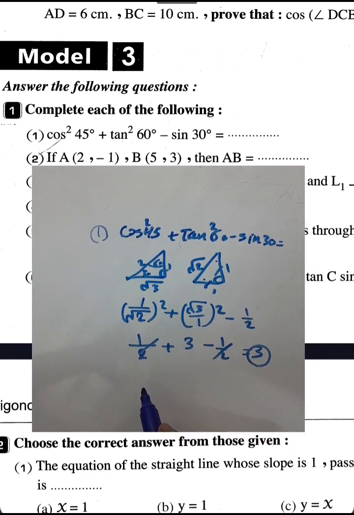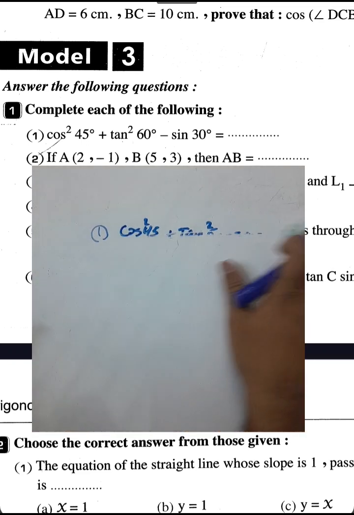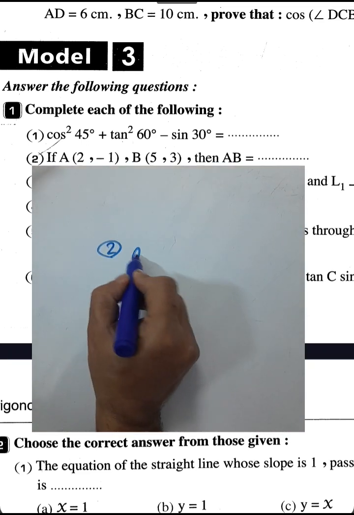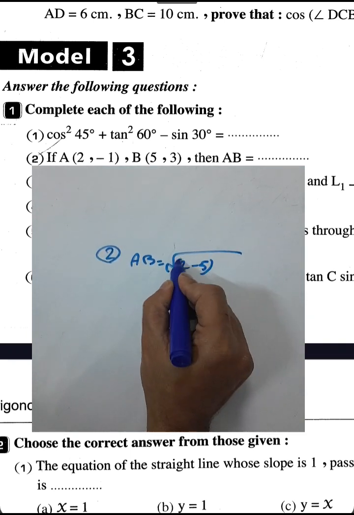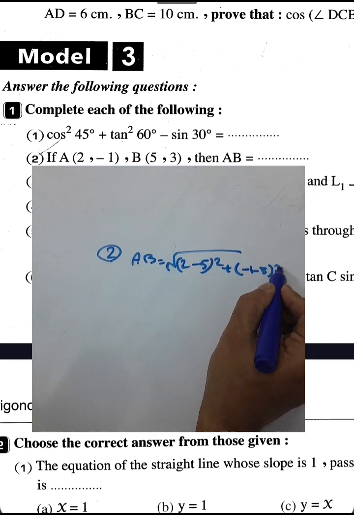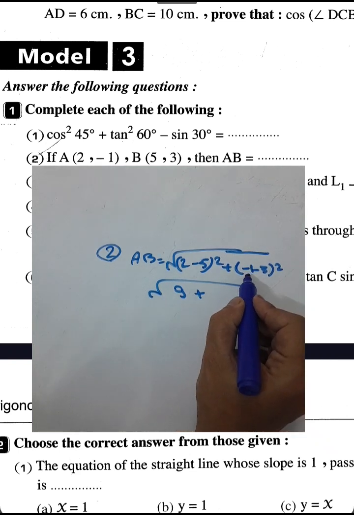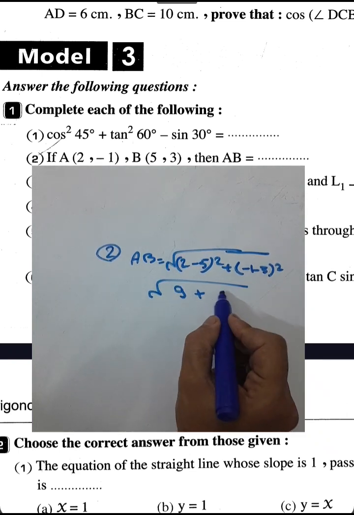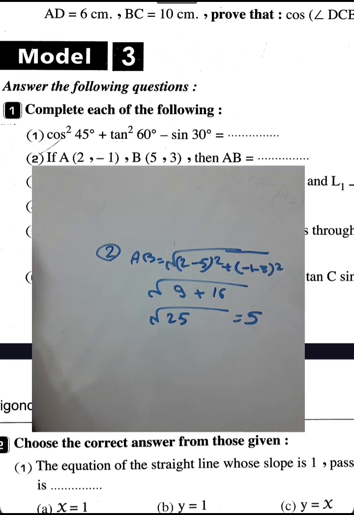Question number 2, if A is (2, negative 1) and B is (5, 3), we want to find the length of AB by using the rule AB equals square root of (2 minus 5) power 2 plus (negative 1 minus 3) power 2. 2 minus 5 is negative 3, power 2, it will be 9. Negative 1 minus 3 is negative 4, power 2, it will be 16. Square root of 25, the result will be 5 length unit.